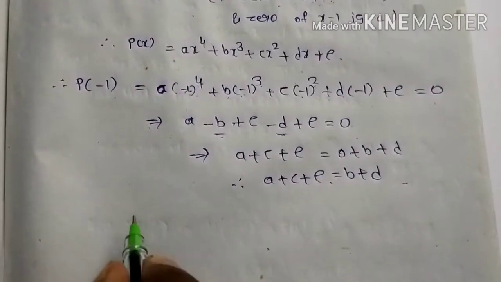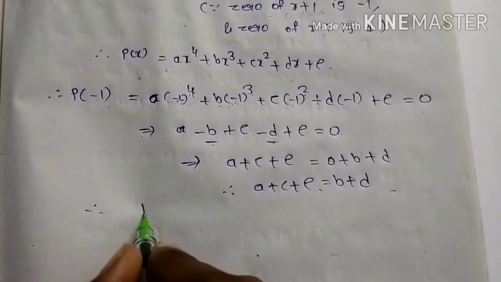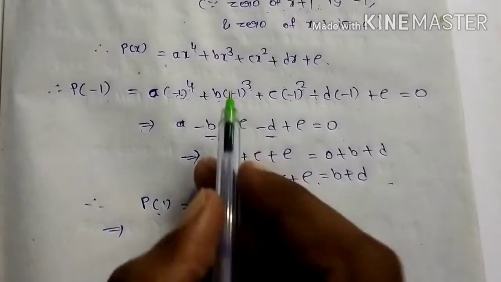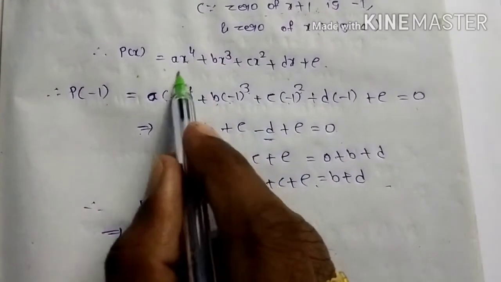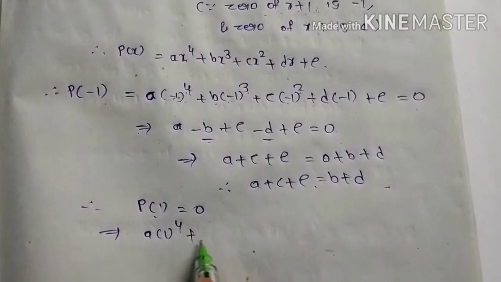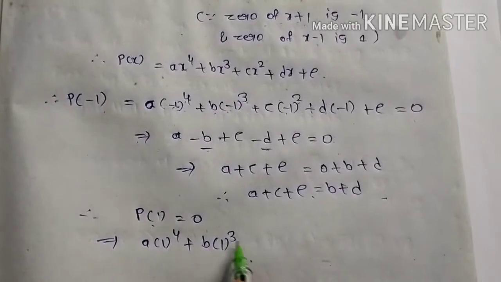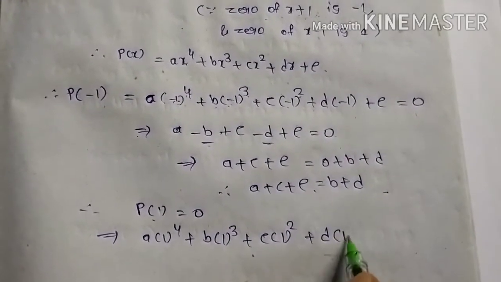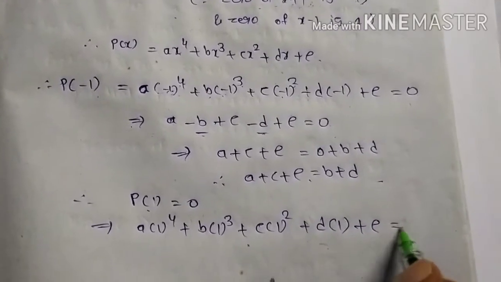Now you can see here p of 1. That means you can write here p of 1 is equal to 0. This implies p of 1 means you can substitute 1 wherever x is available. That means I am writing here a into 1 power 4 plus b into 1 power 3 plus c into 1 square plus d into 1 plus e is equal to 0.